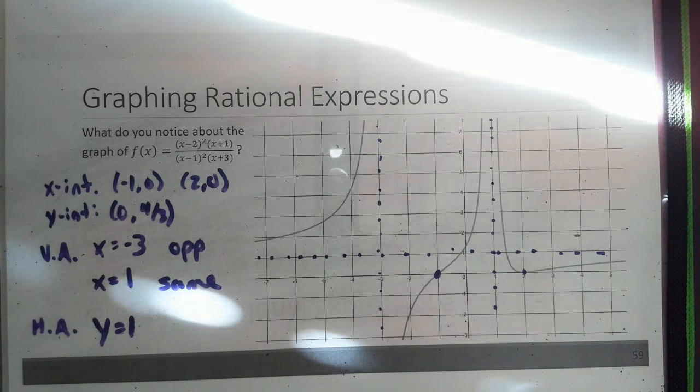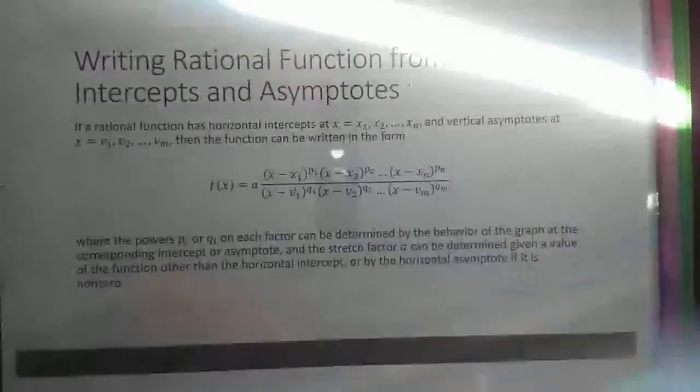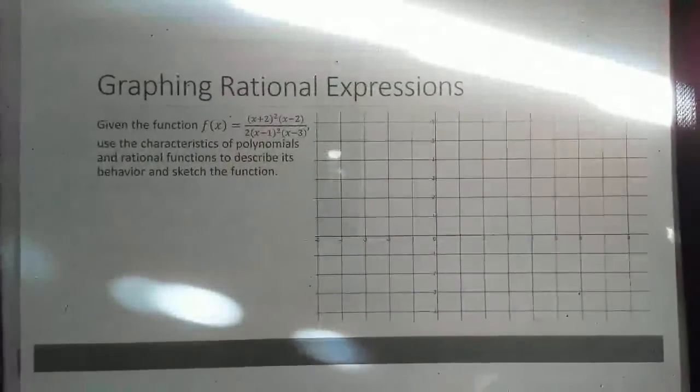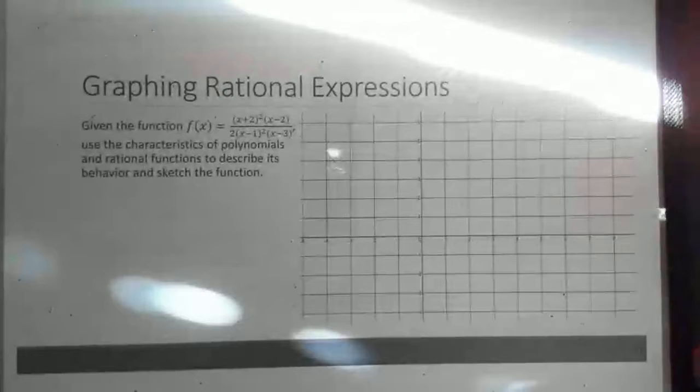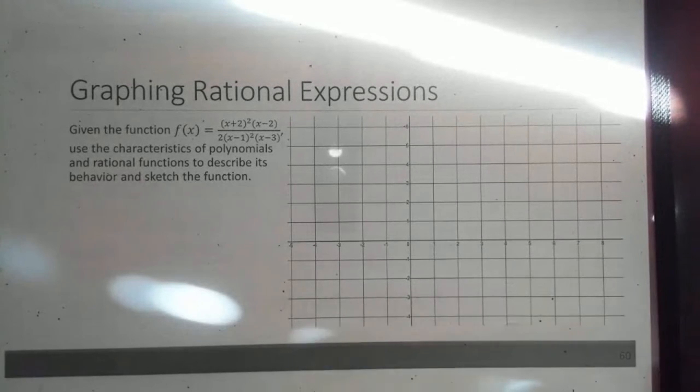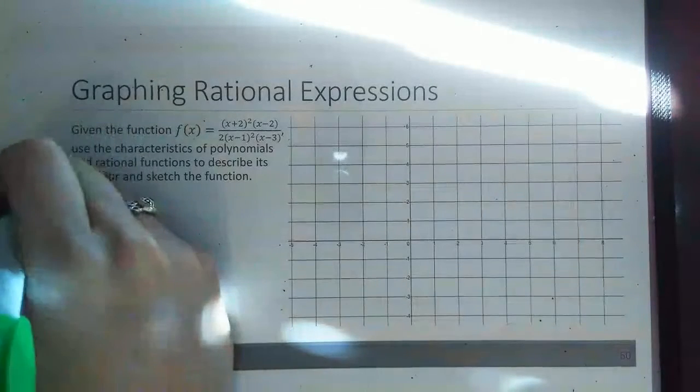Now we're going to see if we can graph one of these ourselves. So given the function f of x equals x plus 2 squared times x minus 2 over 2 times x minus 1 squared times x minus 3, use the characteristics of polynomials and rational functions to describe its behavior and sketch the function. I'm going to start with asymptotes because those usually help.